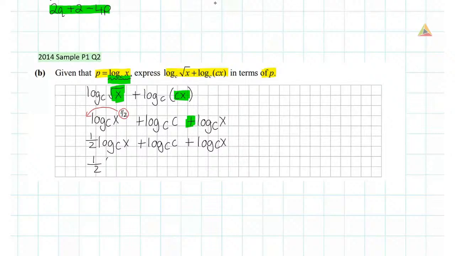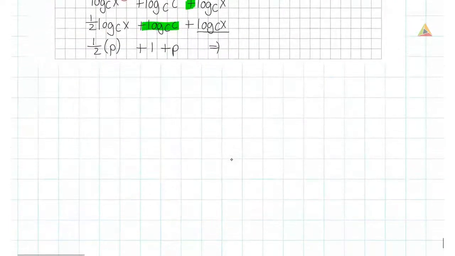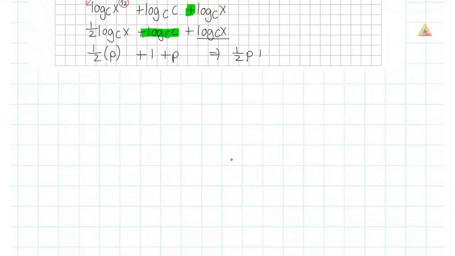Log to the base c of x is p. Log to the base c of c, we came across that in the previous question. That's just 1. And log to the base c of x is just p. So what we have is a half p plus 1 plus p. So if I add like terms together, that's just going to give me 1.5p, or 3 over 2p, plus 1. And as the question required, it wanted us to give our answer in terms of p. So it's 3 over 2p, and we have a constant of 1 at the very end there.